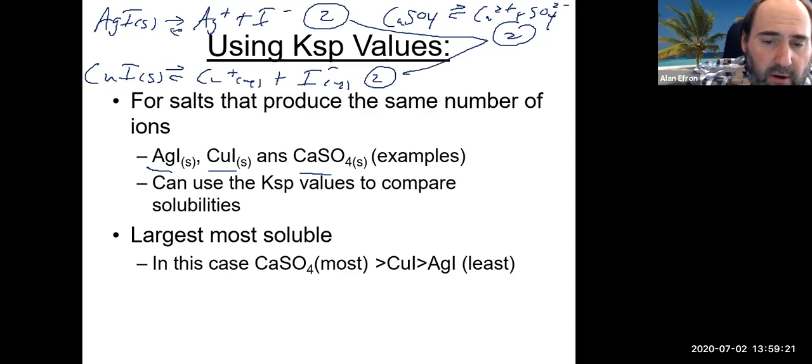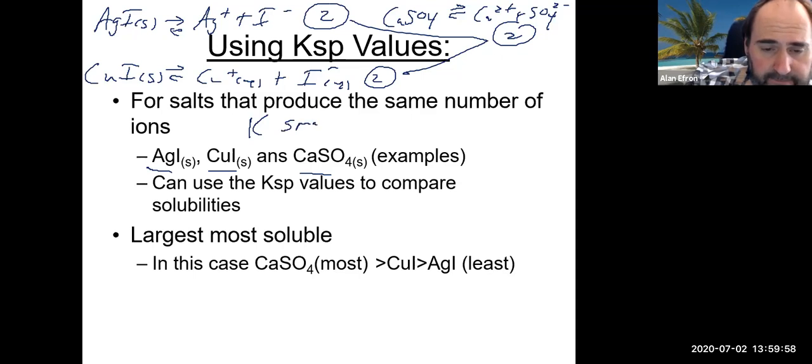So because all of these break apart into the same number of ions, mathematically speaking, you're going to have the same calculation, right? It's all related to the 2 ions that are present. So in that situation, if everybody that you're comparing produces the same number of ions, you can use the KSP values to determine which one you would expect to be more soluble and which one less soluble. And it really just comes back to our basic idea of what K is, right?